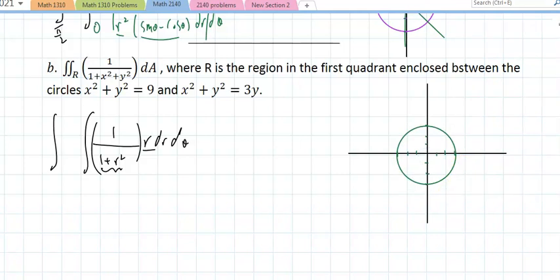Okay, and I'm looking at, what is that? That's x squared. That is r squared equals 3r sine of theta, or r equals 3 sine of theta. I know that's a circle with a diameter of 3 wrapped around the positive y-axis.